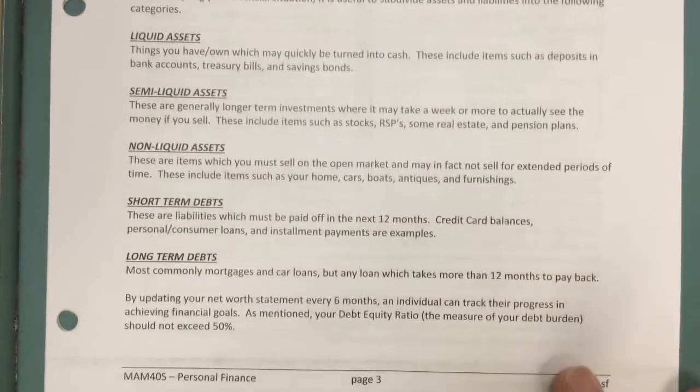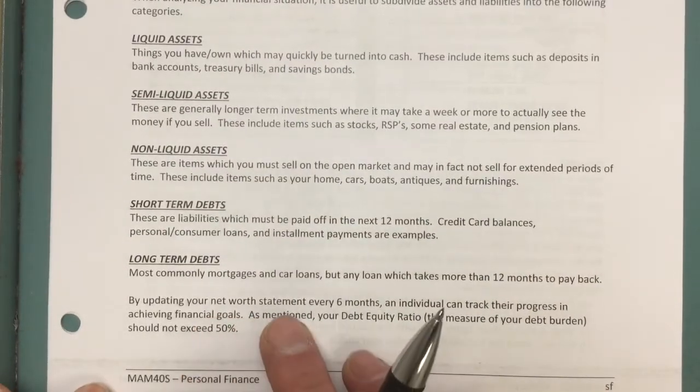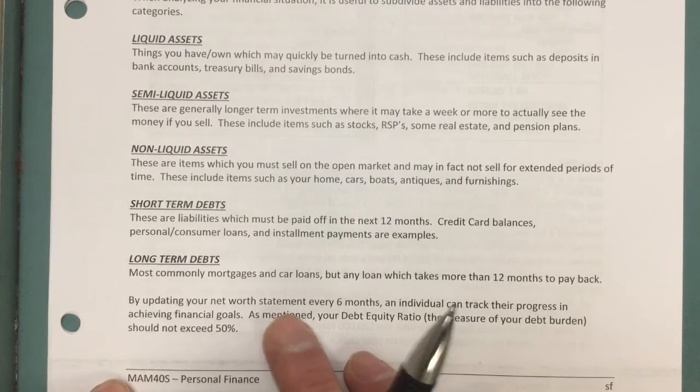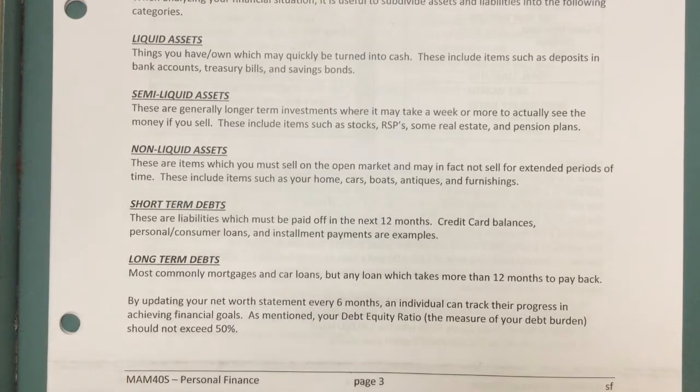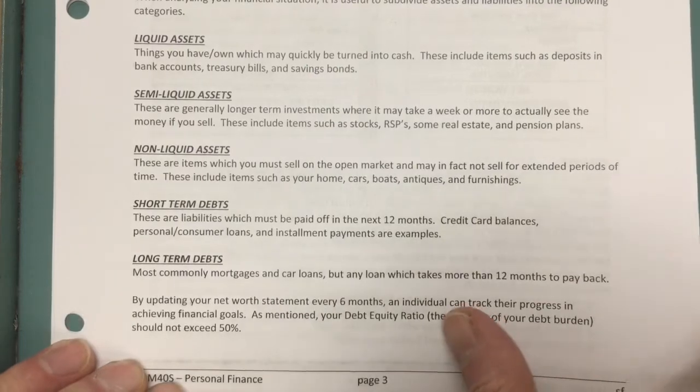The goal is to actually update your net worth statement every 6 months, just so that you can see where you are at, and so that you know that when you get above that 50%, something needs to change, that you need to put more money into assets instead of into debts. So again, that magic number is 50%.